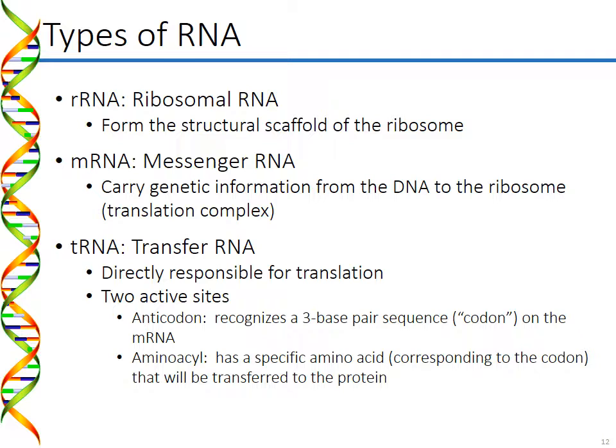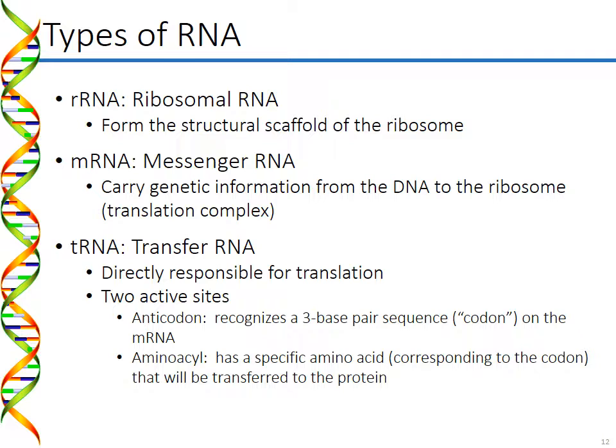The second is mRNA, or messenger RNA. That is the molecule that is created during transcription and carries the information from the DNA to the ribosome to be translated. The last is transfer RNA, or tRNA, and this is part of the translation process by which the information on the mRNA is directly translated into protein.